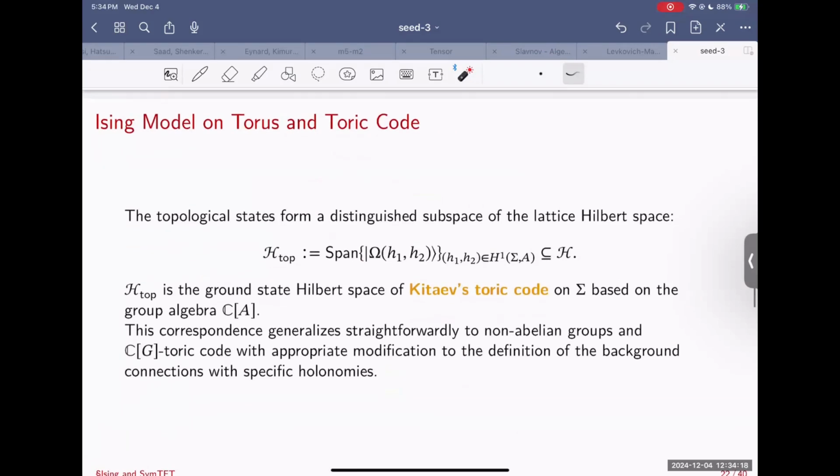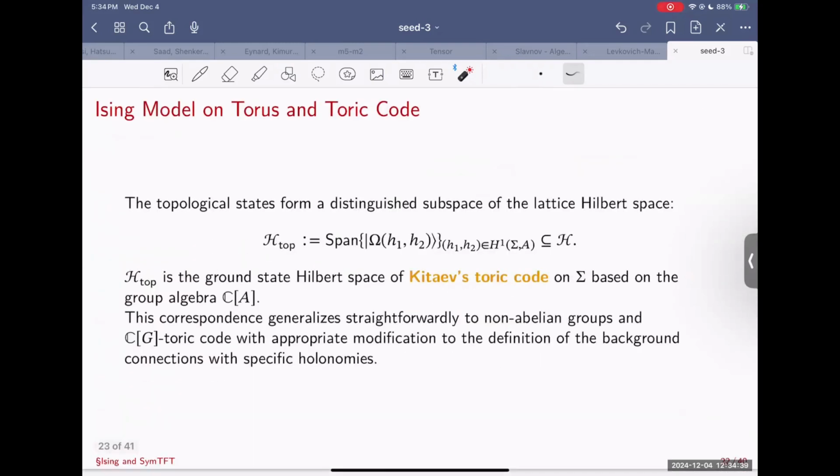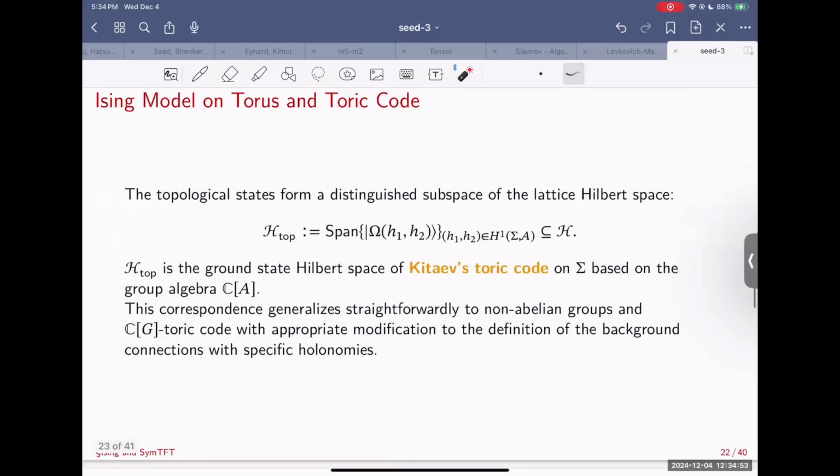We can ask why these states are being referred to as topological. Well, we can compare with something interesting. We can define the 2D toric code for the Hopf algebra, the group algebra of A, on our lattice sigma. If we do so, we will find that these states, when we vary h1 and h2, span the ground state Hilbert space of this toric code. So they are, in fact, topological in the sense that they are ground states of the toric code. And this correspondence between these topological states and the toric code ground states generalizes directly to the non-abelian case as well. We can consider a G-symmetric Ising model and the toric code based on the group algebra of G. And again, there's a one-to-one correspondence between ground states and topological sectors.